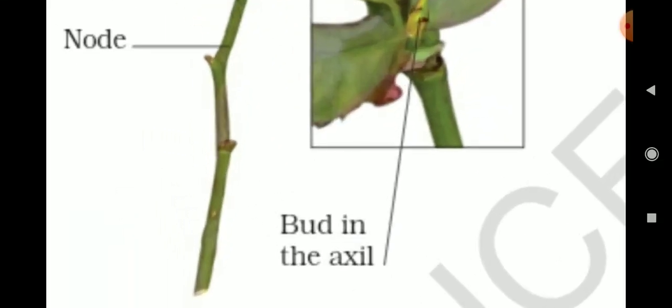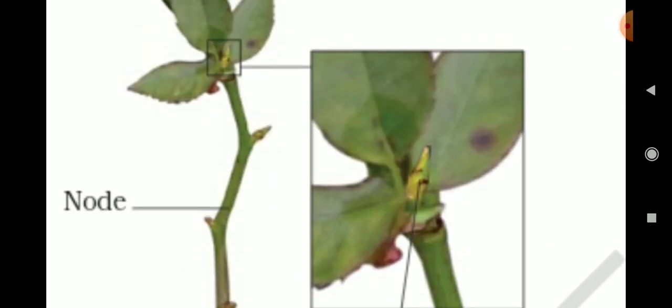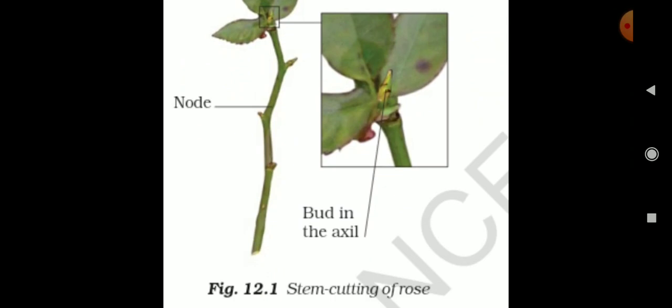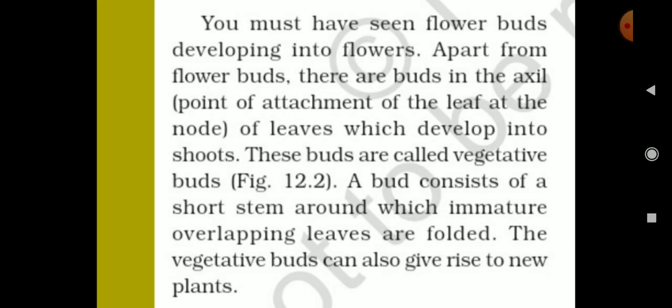Next, listen, all of you see this picture. Stem cutting of rose. This one is a rose plant node. Bud in the axil. The bud in the axil.